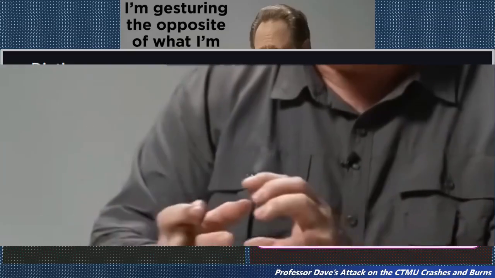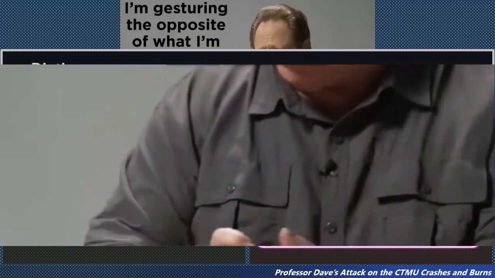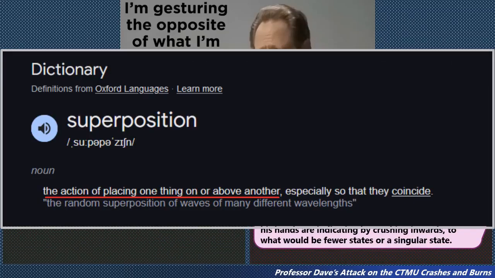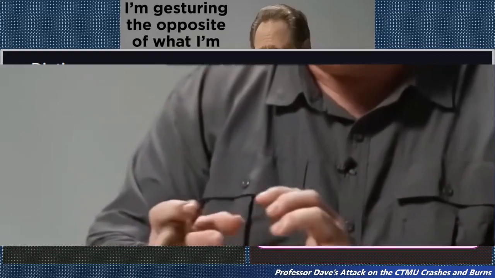All of its possible states are in superposition. They exist all at once. Secondly, the rest of what you said, in many states at once, agrees with the hand gesture he's making. Many states, symbolized by his fingers, and at once, symbolized by him gesturing together.